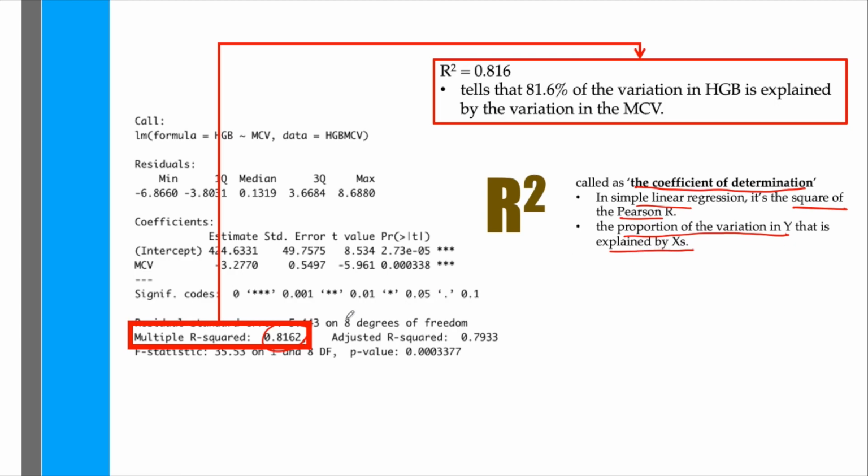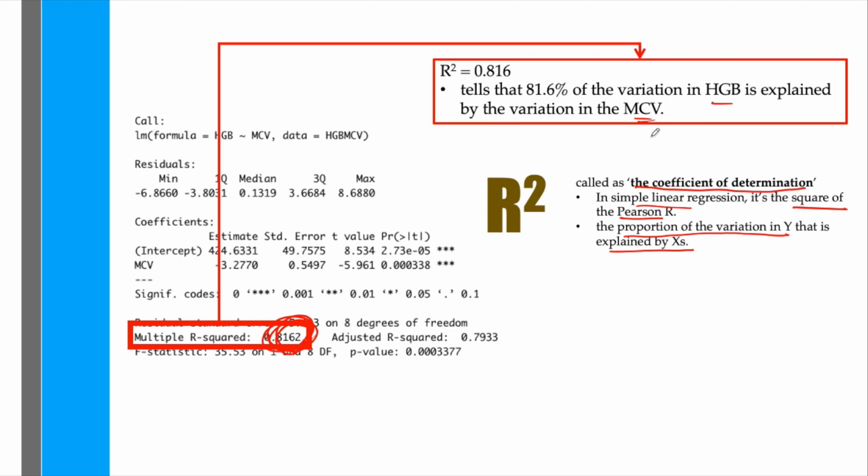So in other words, 81.6% of the variation in y, which is the hemoglobin, is explained by the variation in x, in this case, the MCV. It tells us that 81.6% of the variation in the hemoglobin is explained or contributed by the MCV. Or in other words, 81.6% of the hemoglobin is because of the MCV.